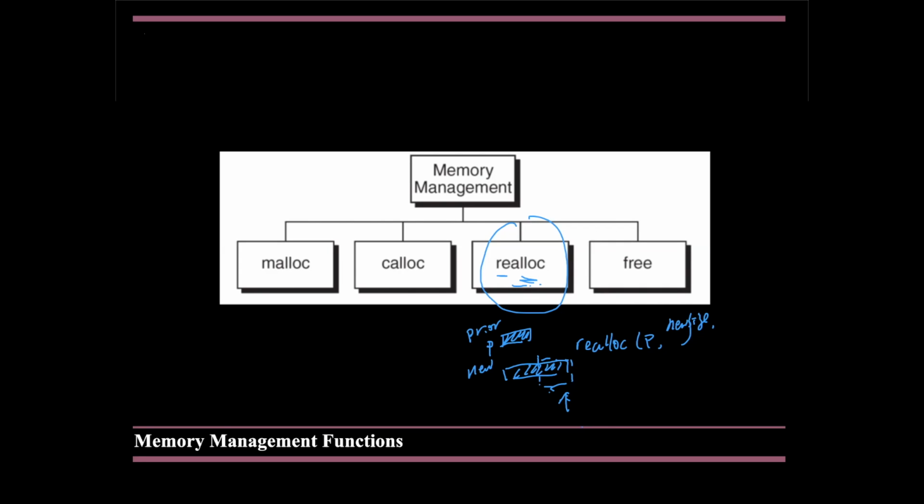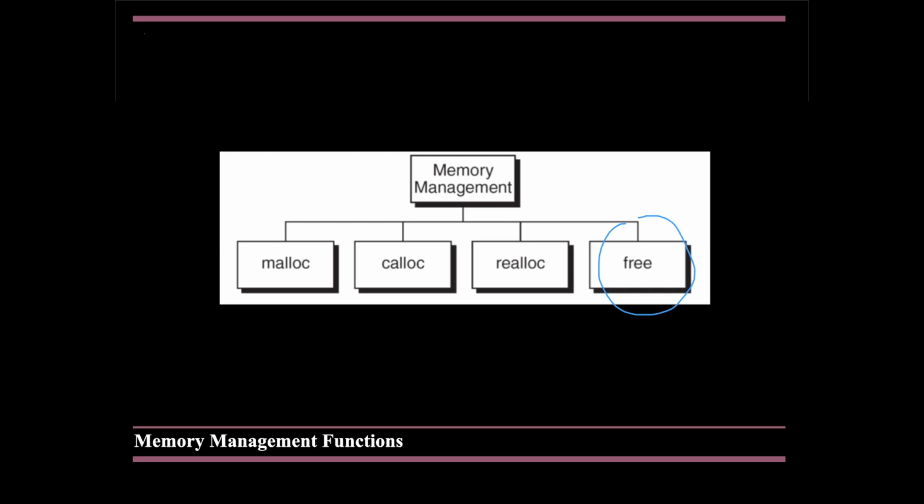Like I said, this involves creating a new one, copying everything that you have from the old one into the new one, and deleting the old one. So realloc makes it really, really inefficient at runtime. This is not something that you would want to do often, but realloc is also part of the memory management that we frequently see in code.